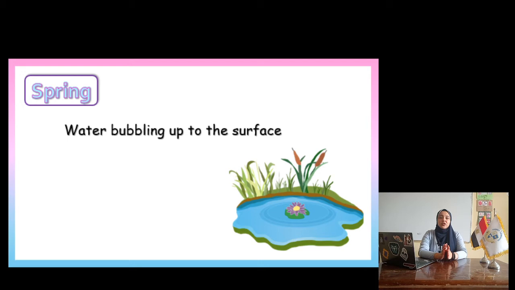So, now let's talk about the meaning of some words. First, what's meant by a spring? Spring is the water bubbling to the surface. As you can see in the picture here, there is water, and the water is bubbling from the ground to the surface. We can see it in movies, cartoons, and all these things, okay?